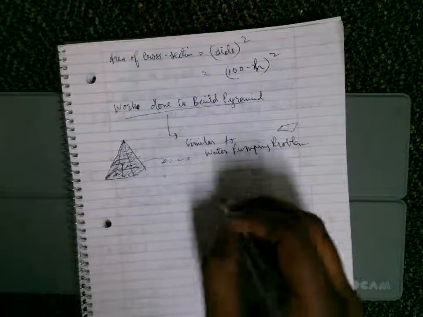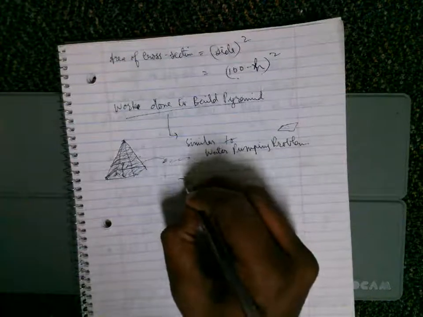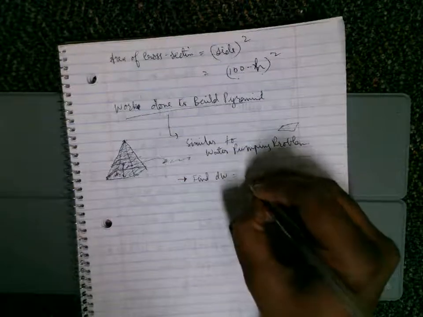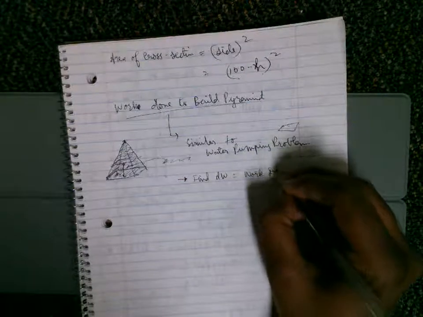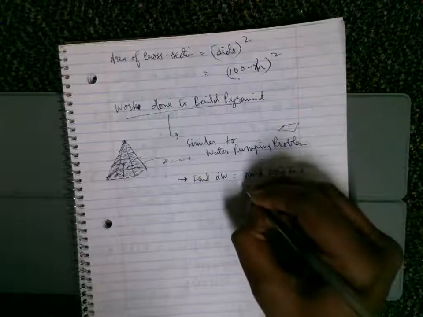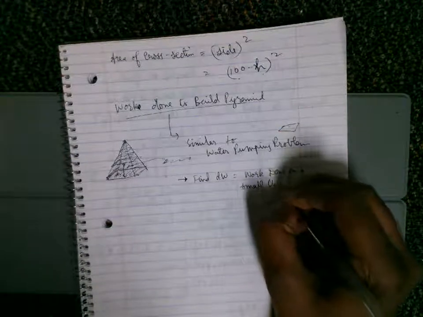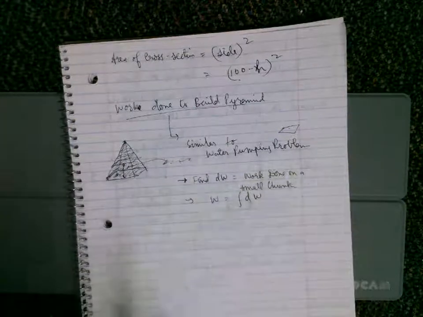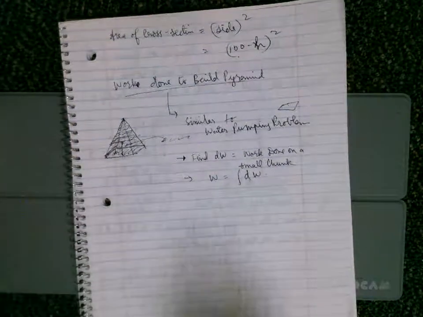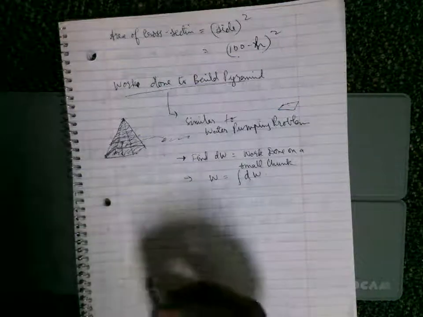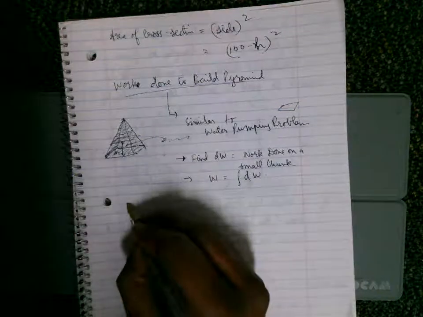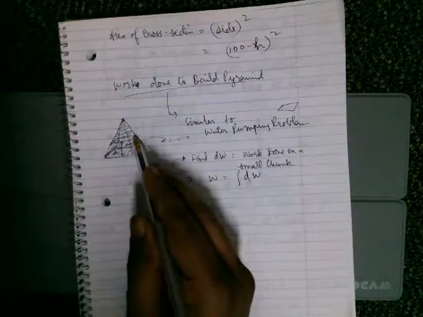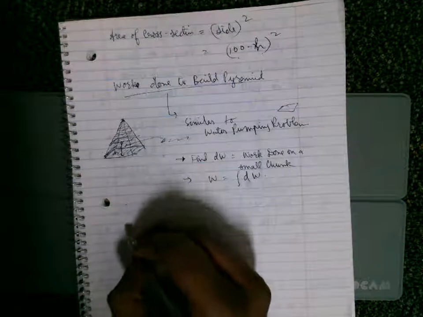The steps in the water pumping problem are: first find dW, which is the work done on a small piece of chunk, and then find the total work, which is the integration of dW. So we want to find the work done on a small piece of chunk. The chunks are these cross section areas at different heights.